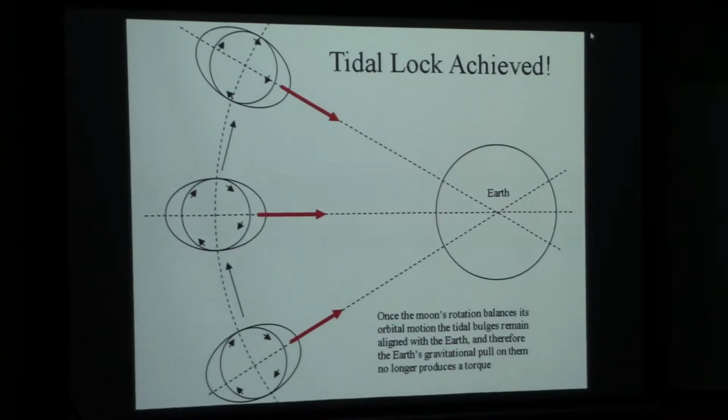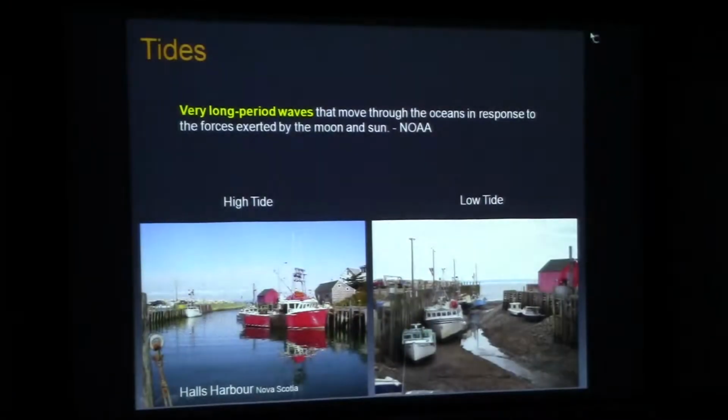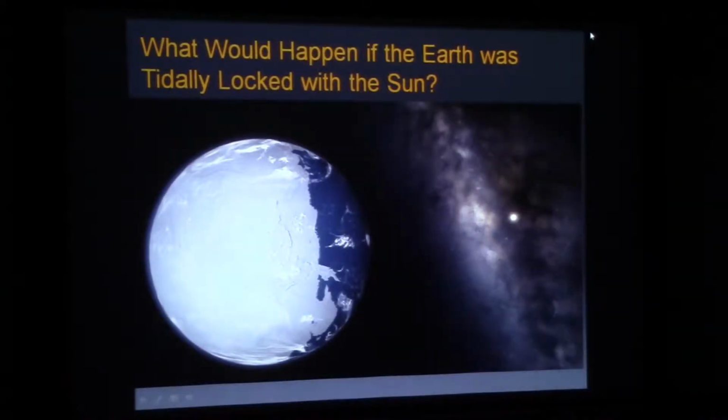Now, the moon is torquing the Earth right now, and you probably heard that the moon is going away from the Earth. Well, what's going on here is the moon is slowing the Earth down, and the Earth is throwing the moon out. And again, fun with gravity. So, when did the moon get tidally locked? After the moon's formation, and I'm not going to go through all this, but it's about 16 million years after the creation of the moon that it probably got tidally locked.